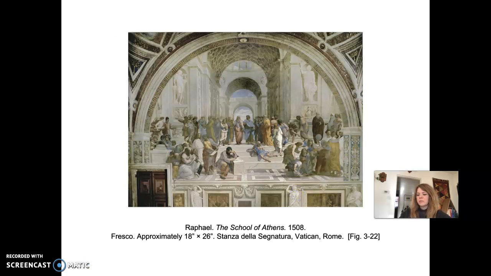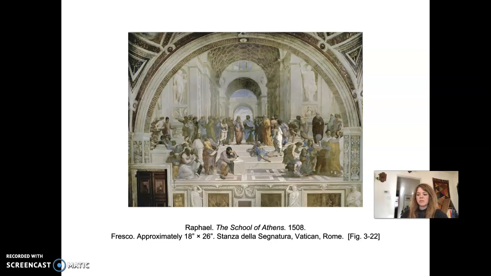So Raphael is a famous Renaissance artist. This is from 1508. It's a fresco painting, so it was painted on a wall of plaster. It's called the School of Athens, and it placed the Greek philosophers Plato and Aristotle against an architectural space.